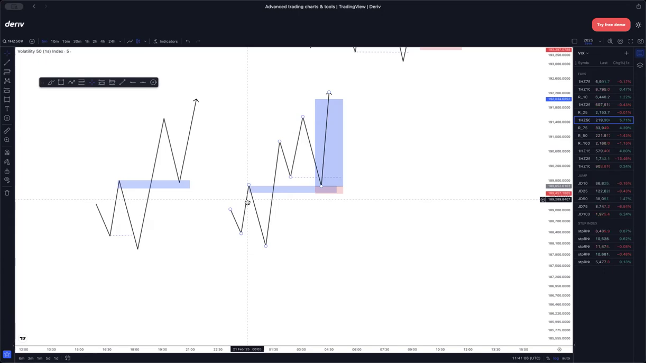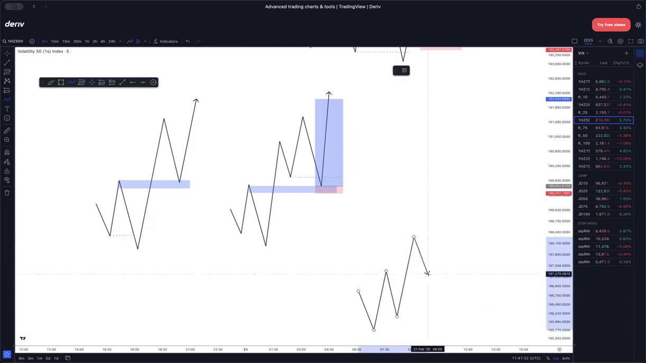Then we have the mitigation block. We also have what we call the mitigation block. Understand? This is how the mitigation block works. For the mitigation block, we look at something like this. Right? Then we have this expansion. Almost the same thing as with the breaker block.